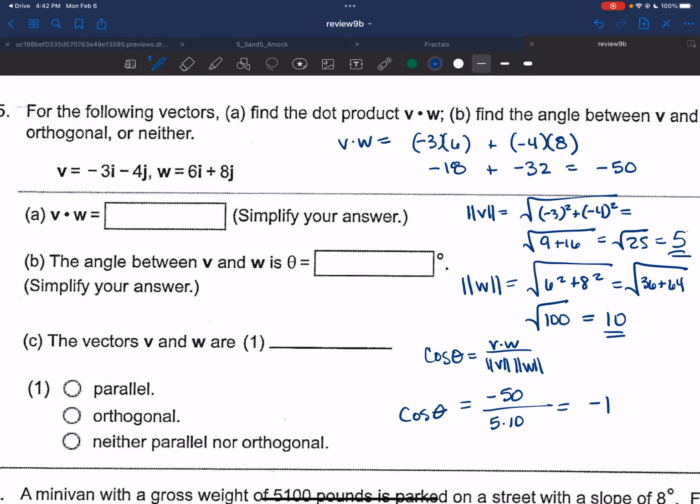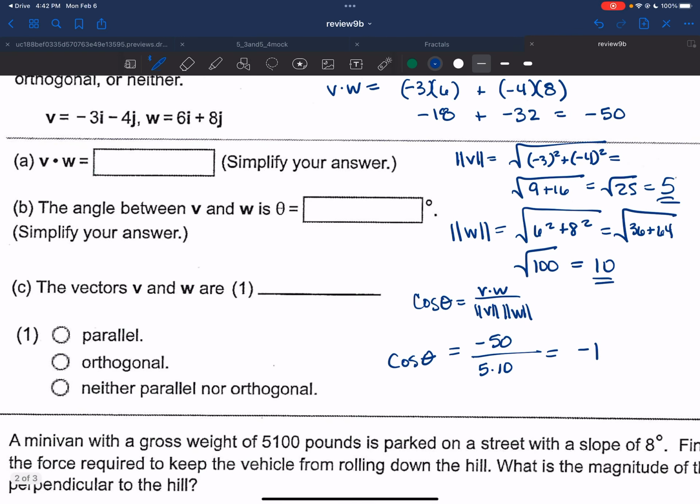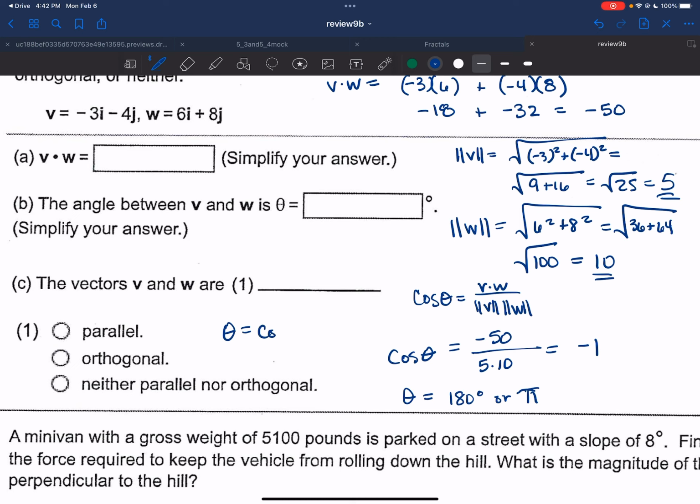Okay, there's only one angle that gives me -1. That angle would be 180 degrees or pi radians. You can also do theta equals the inverse cosine of -1. So if you can't, off the top of your head come up with your angle, then you can do that. So this would actually be parallel, and then my angle would be 180 degrees. This was -50. The vectors are parallel. Okay.